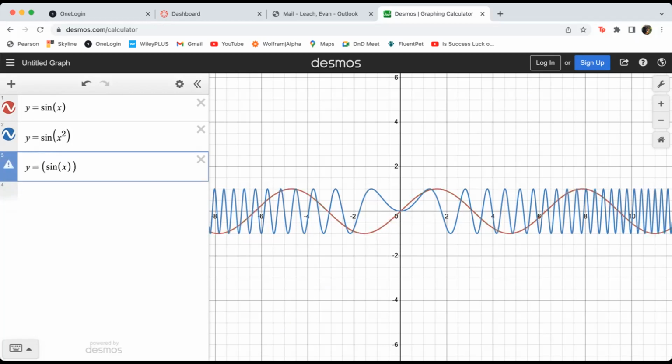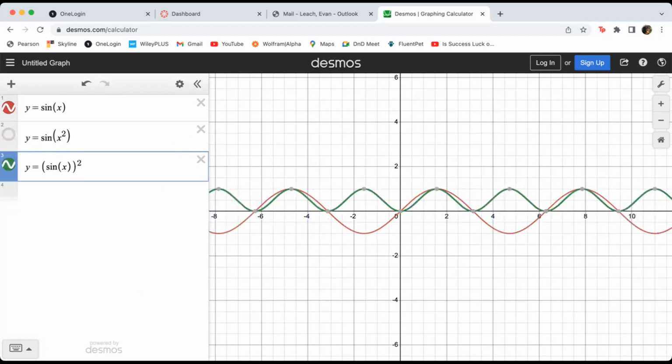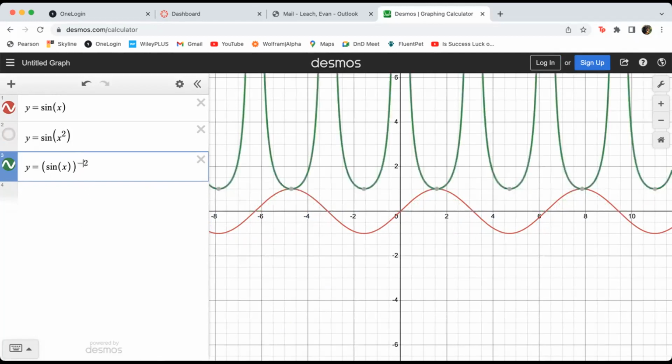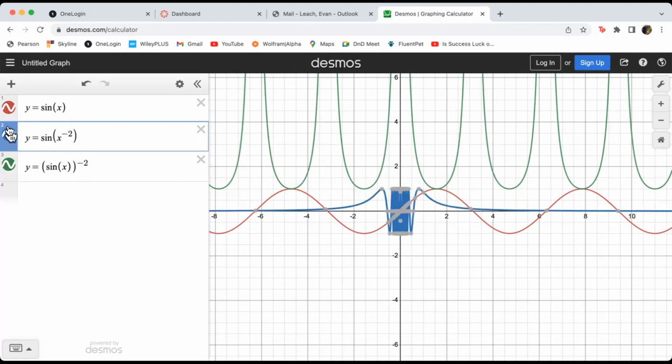Notice that if I switch the squaring to happen afterwards, I've taken all the negative stuff and made it positive. Vertical shenanigans have happened here because the squaring happened after the trig function. Oops. Hello, cosecant squared. Oh, that one's just weird.